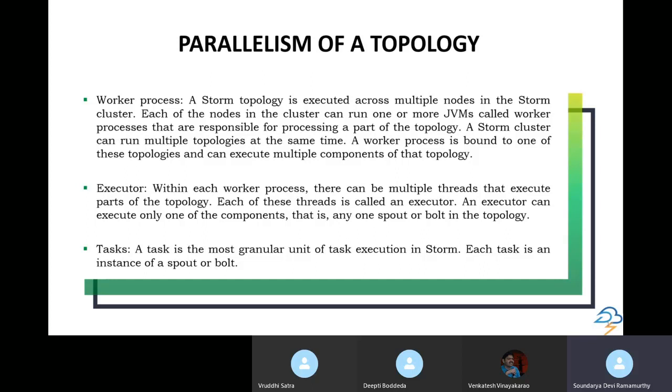And the next one is about task. Task is the most granular part of task execution. What we mean by that is inside a node there can be multiple worker processes, and inside a worker process we have multiple executors, and inside an executor we can have many tasks. But a task we cannot divide further. If we take the work of splitting the sentence into words, that is the work done by a task.